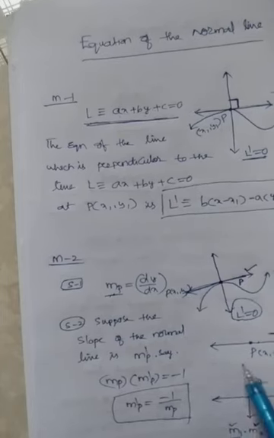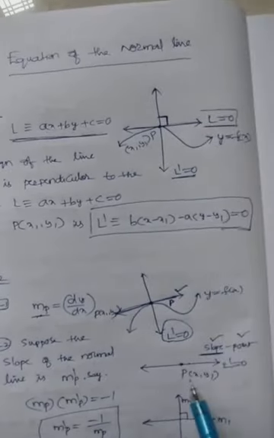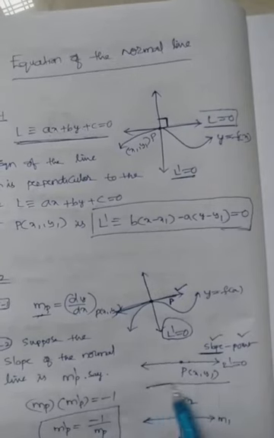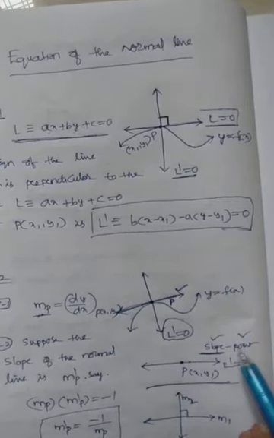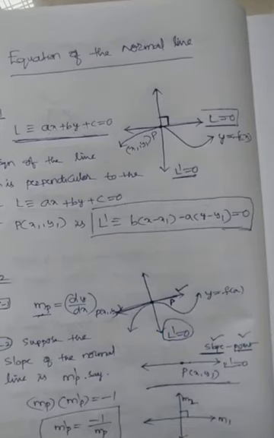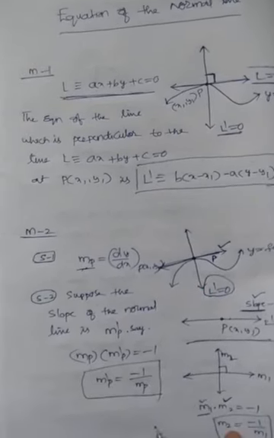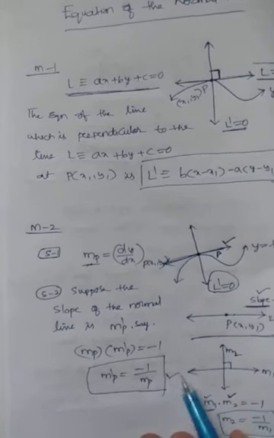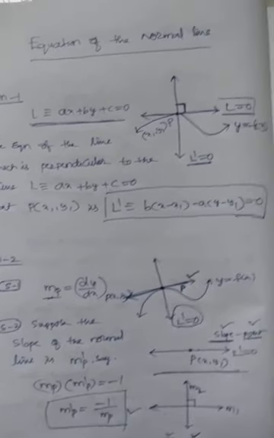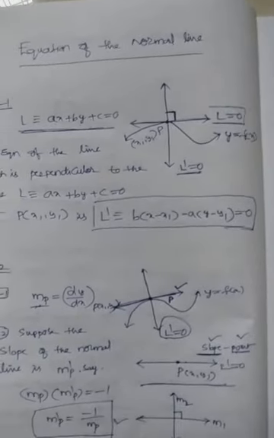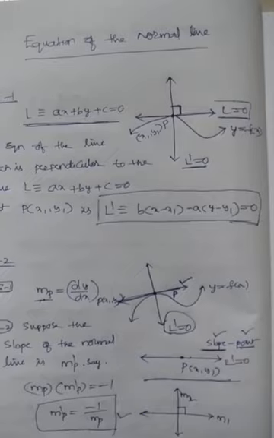So coming to the point slope form, you already have a point on the normal line, and you have found the slope also. So by using the point slope form you can find the normal line equation.